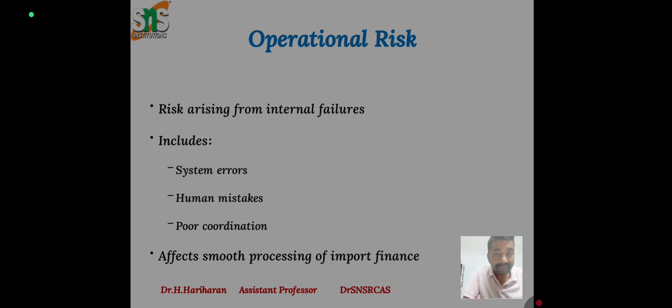Operational risks. Risk arises from internal failures. Let us see what the internal failures are. They include system errors, which sometimes happen, human mistakes, and poor coordination. These are some of the major criteria which create a risk internally. It affects smooth processing of import finance. When there is a mistake or no coordination, definitely it affects everything.